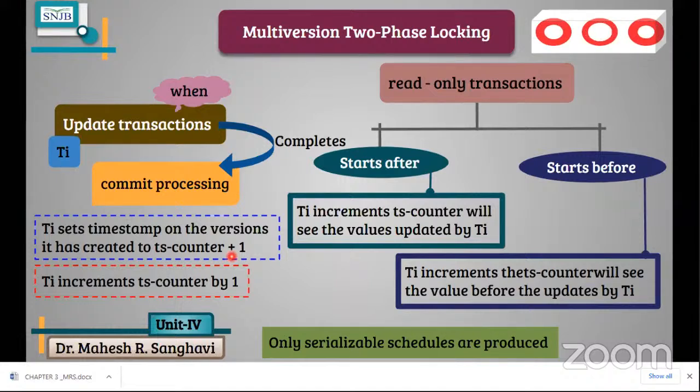So there will be two ways, either by incrementing the value of counter or by simply stamping that particular time, which is the current one. So you need to focus.